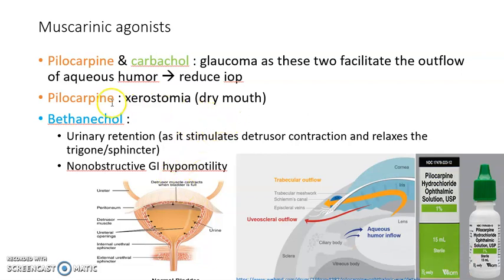And bethanechol, as we know, is a parasympathomimetic choline carbamate that selectively stimulates the muscarinic receptors without effects on nicotinic receptors. So as we mentioned, it's a muscarinic agonist, so it doesn't act like a nicotinic agonist. And bethanechol, unlike acetylcholine, is not hydrolyzed by cholinesterase and therefore will have a longer duration of action.